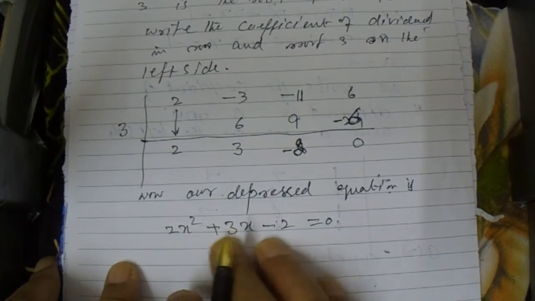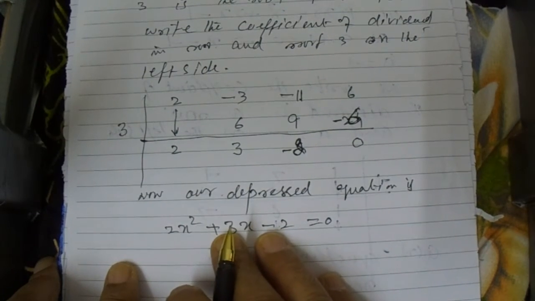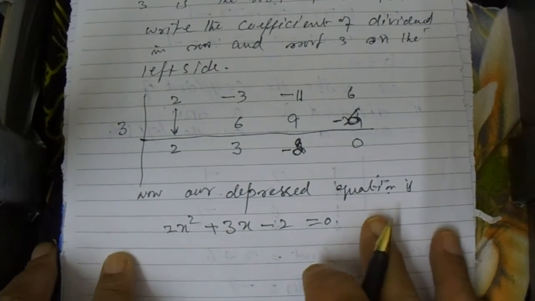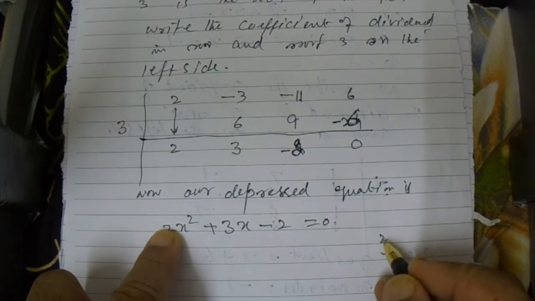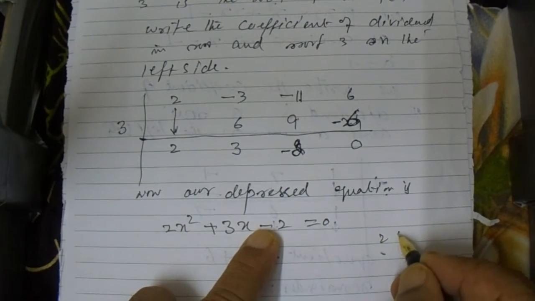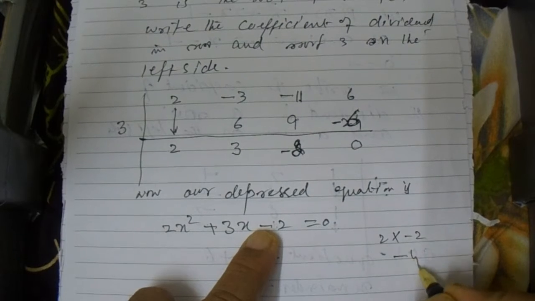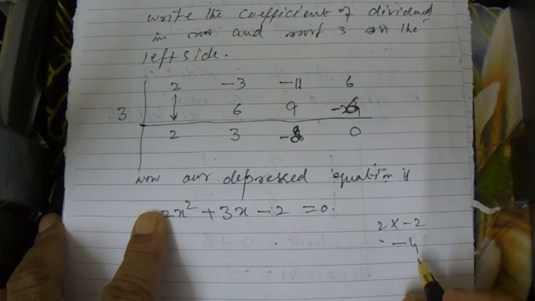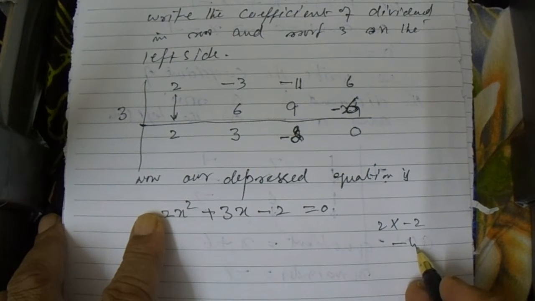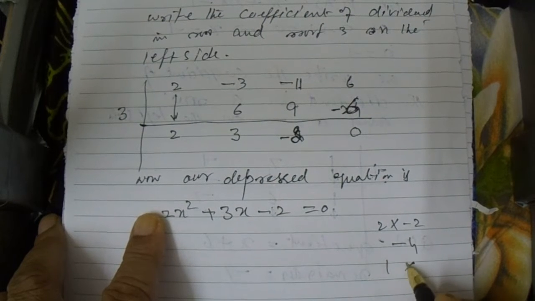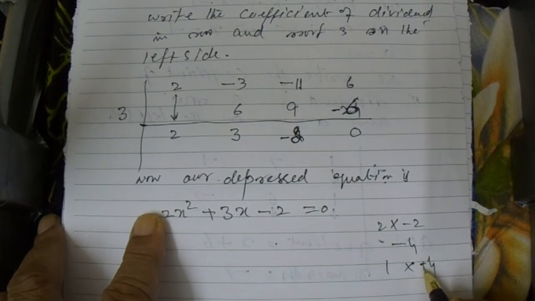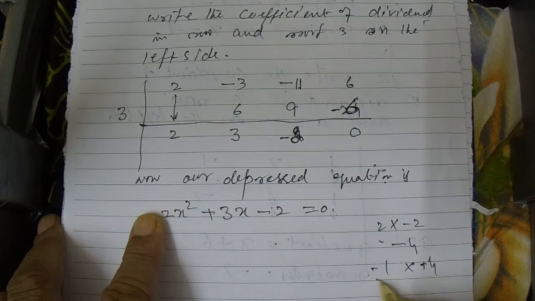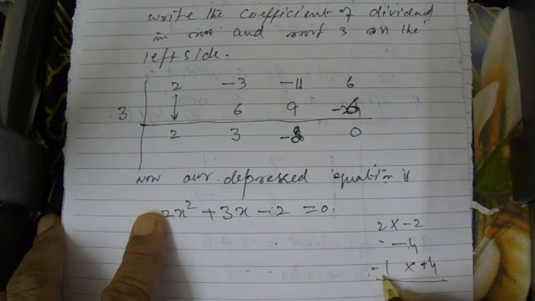We again make the factors of this and solve by factorization. The coefficient is 2 and the constant term is minus 2, so we multiply and get minus 4. We make two factors of this minus 4, and the factors are 1 multiplied by 4. Again, one is plus and one is minus, and we multiply and get minus 4. If we add them, we get plus 3.